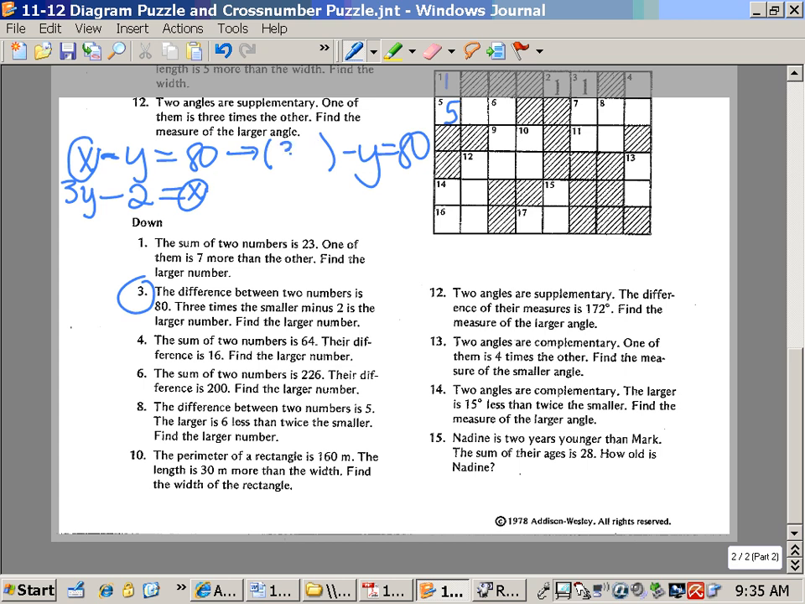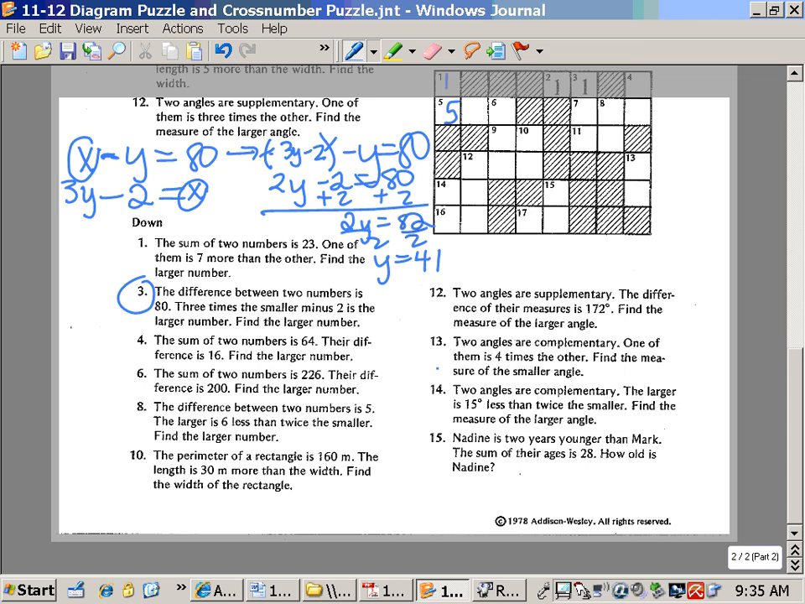Then you take in the 3y minus 2. I don't have to distribute anything because there's nothing in front, so I can just drop these parentheses. 3y take away y is 2y minus 2. Add 2 to each side. Divide by 2, and y is 41.